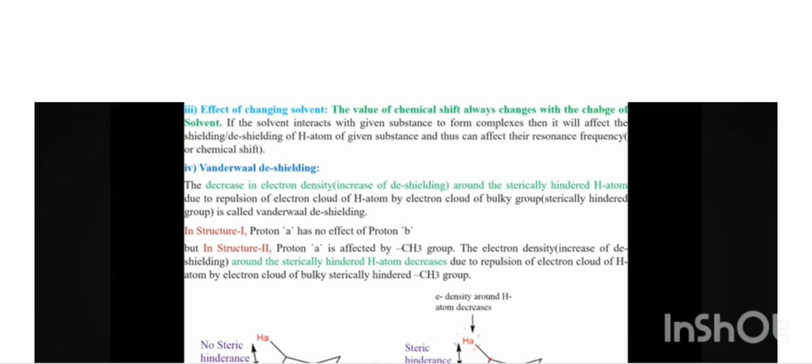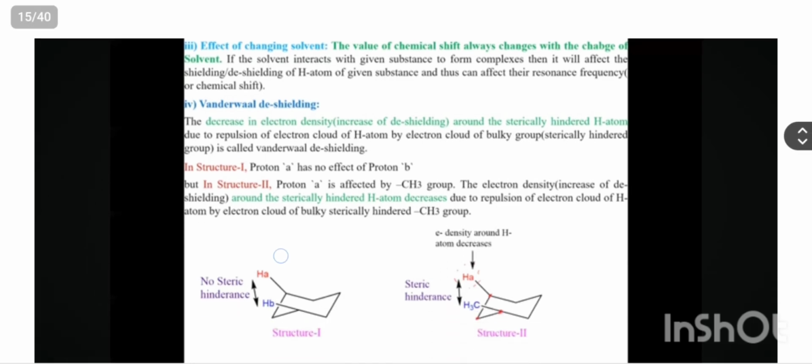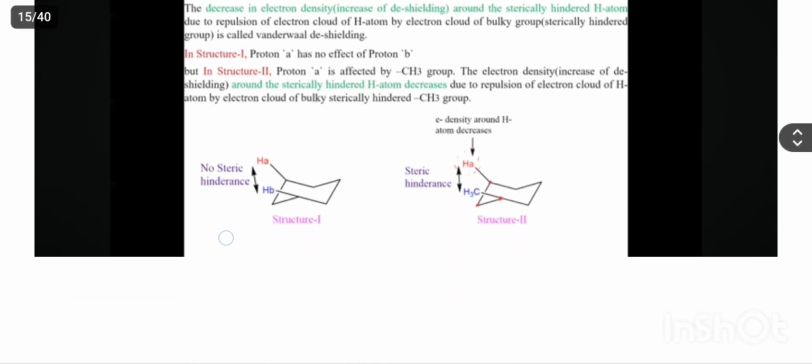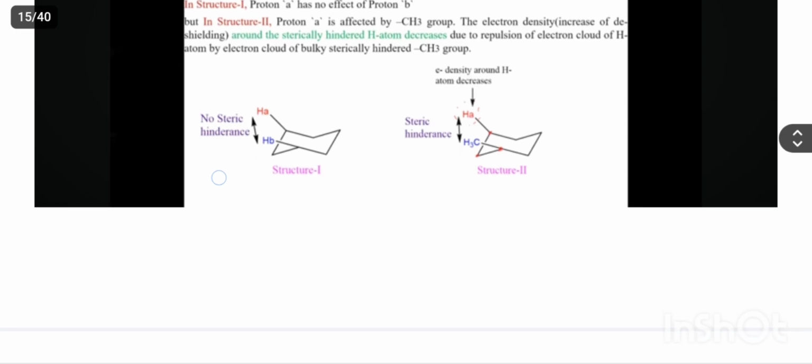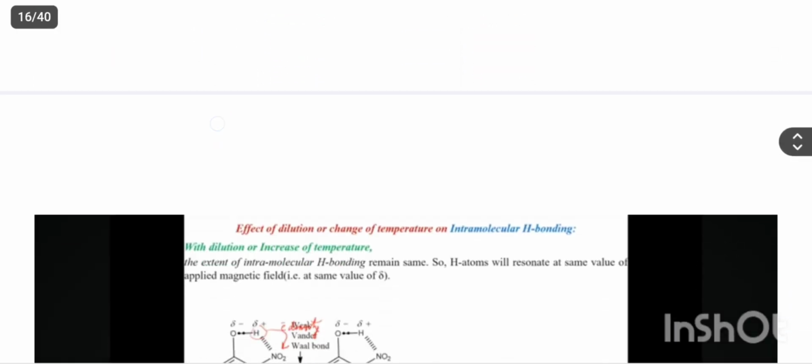Van der Waals deshielding. The decrease in electron density around a sterically hindered hydrogen atom due to repulsion of its electron cloud by the electron cloud of bulky groups is called van der Waals deshielding. In structure 1, proton A has no effect on proton B, but in structure 2, proton A is affected by the CH3 group. The electron density around the sterically hindered hydrogen atom decreases due to the repulsion of the electron cloud of the H atom by the electron cloud of the bulky, sterically hindered CH3.